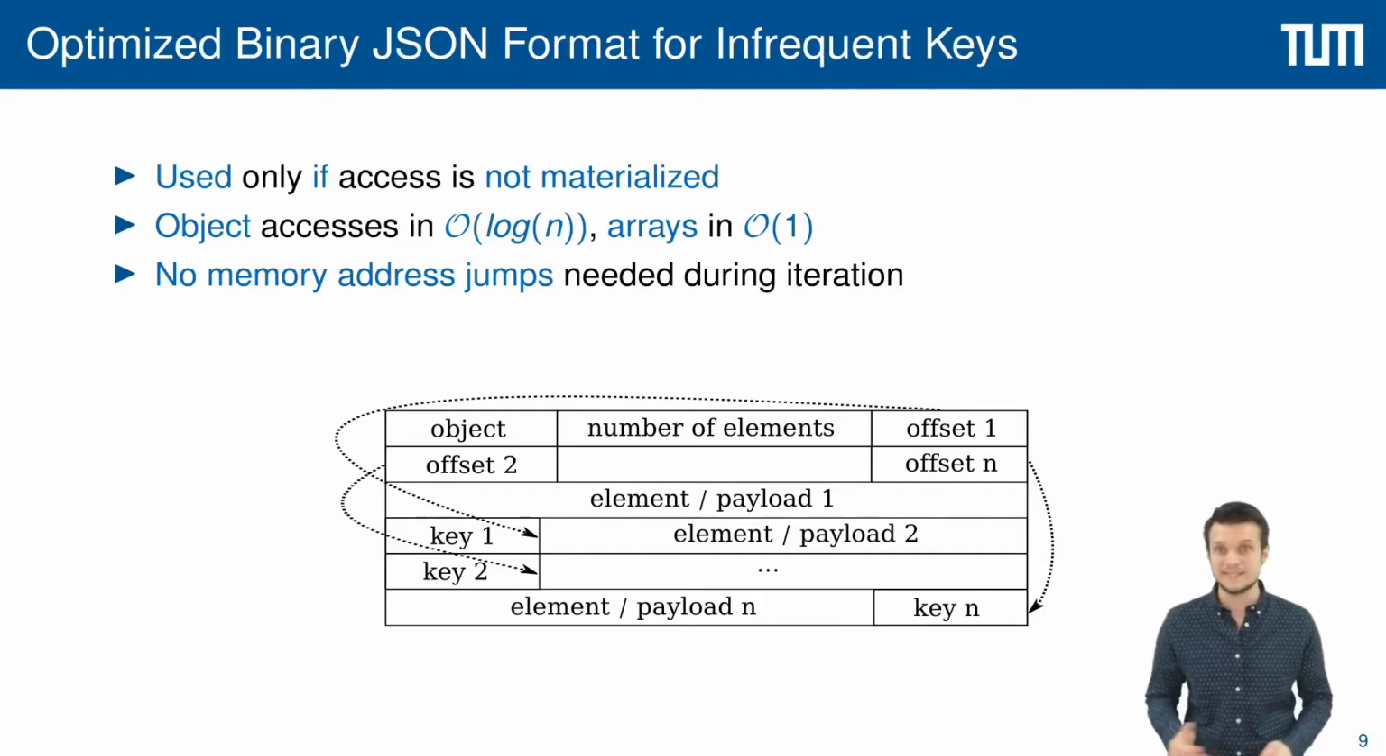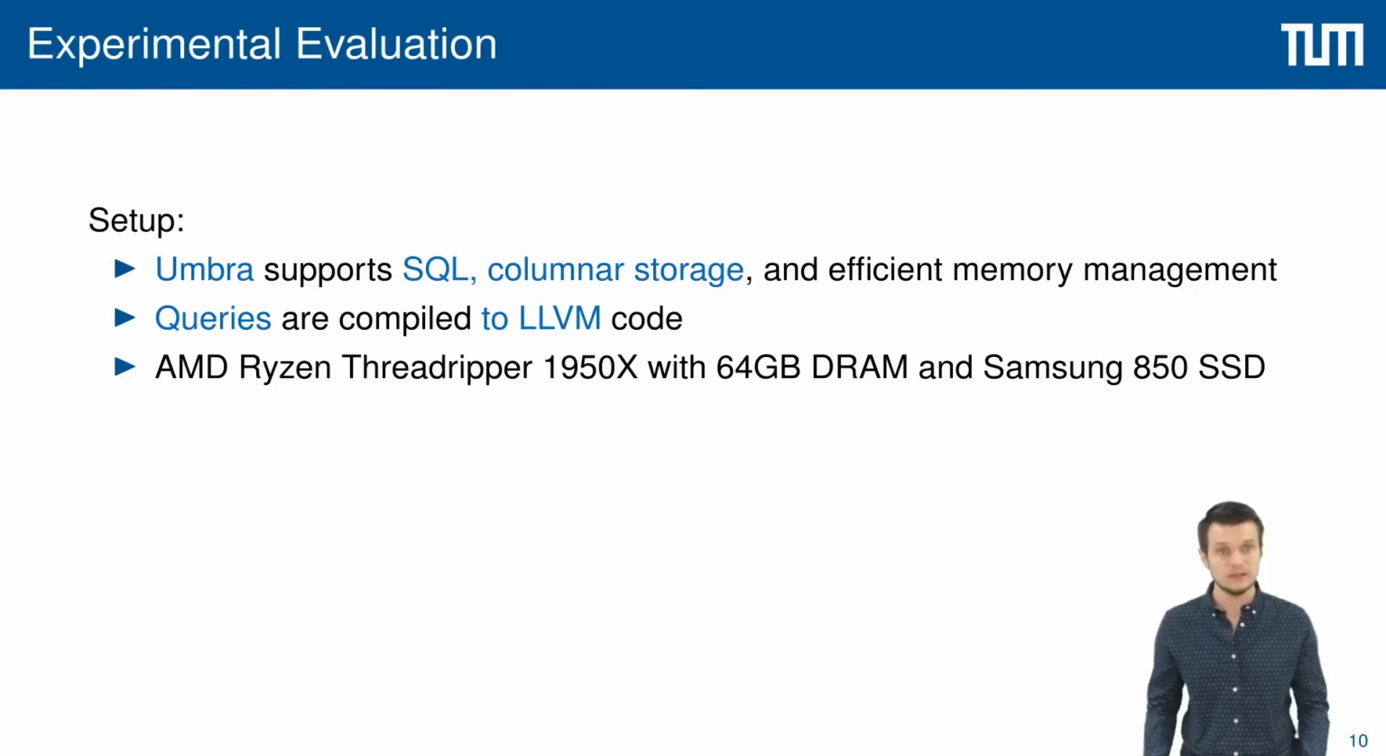And this format provides access to objects in logarithmic time in the number of keys. Further, arrays can be accessed in constant time. We also require that we do not have any memory address jumps, because we want to optimally utilize the caches. Therefore, we build the nested objects within the outer object, such that we can go continuously over the data. With that, I want to go into the experimental evaluation.